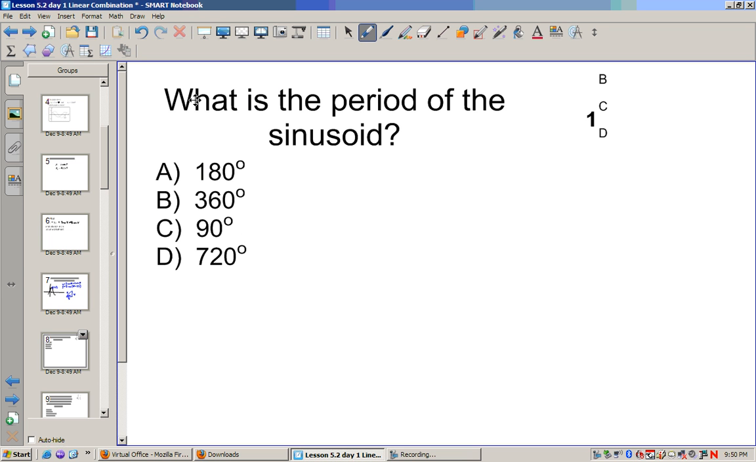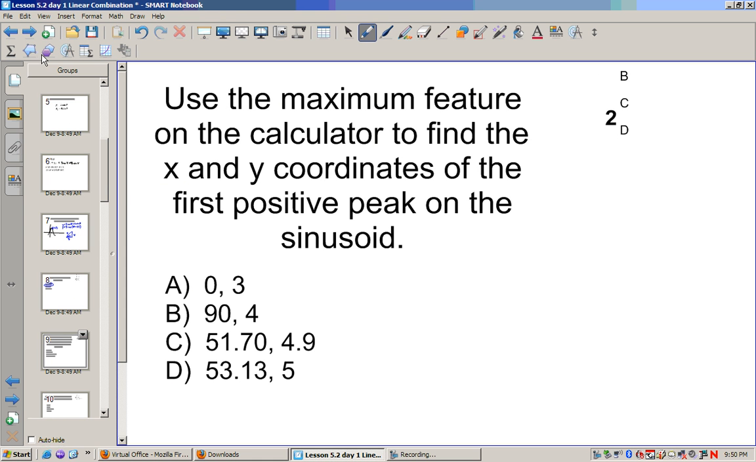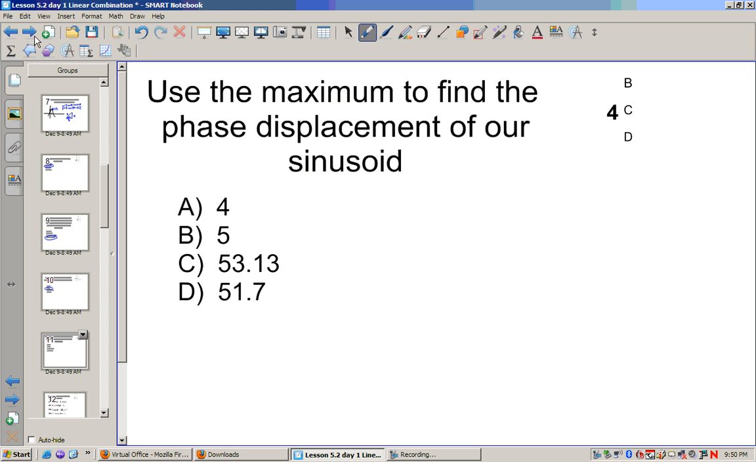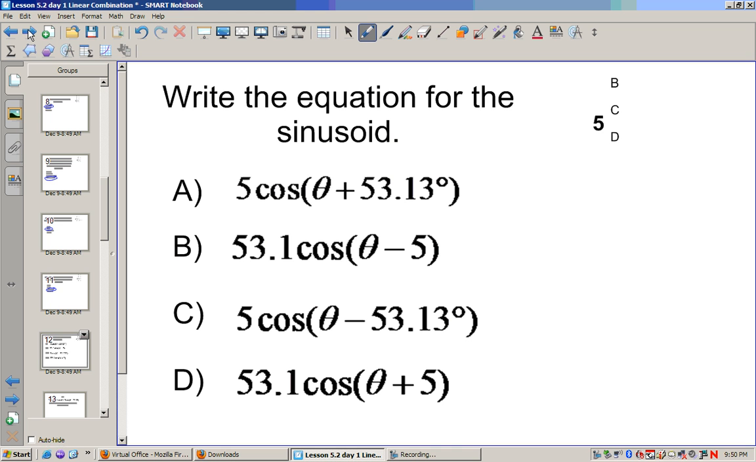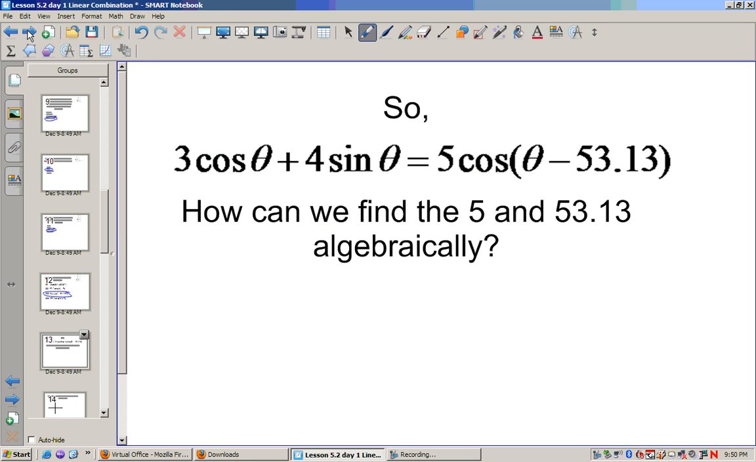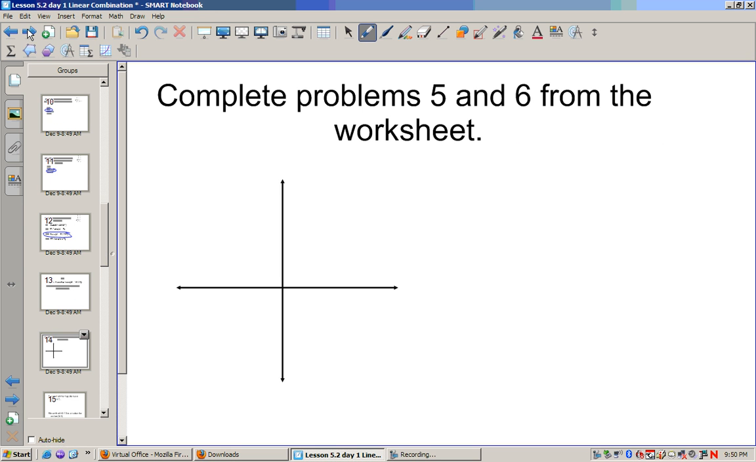Now the period of that new function is the same, 360. And this is the point, 53, 5. The amplitude of the sinusoid is 5. And we found the phase displacement is 53.13. And so this was the equation, because we moved it to the right. Now we kind of already did that all at once, and we talked about how you can get to 5 using the Pythagorean theorem, 3, 4, 5, and the 53.13 you get by finding that angle.